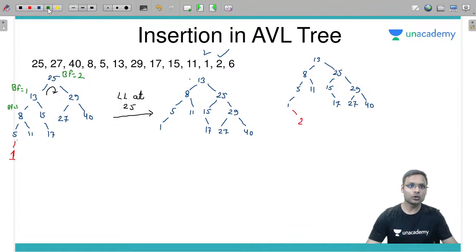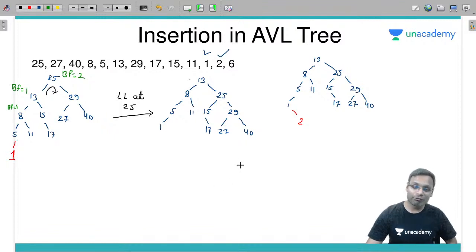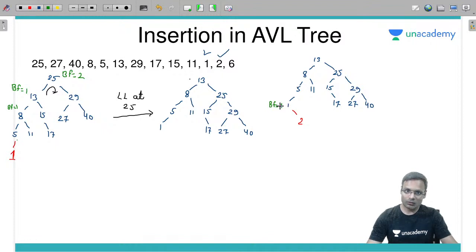If you insert 2 here, can you tell me whether we get imbalance or not? And if we are getting imbalance, where am I getting imbalance? First of all, at 1, I am checking what is the balance factor at 1? Minus 1. Minus 1. What is the balance factor at 5? 1, 2 minus 0, 2. Balance factor at 5? Yes, 2.